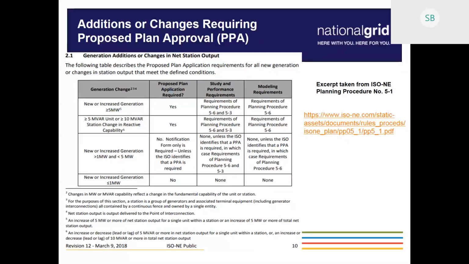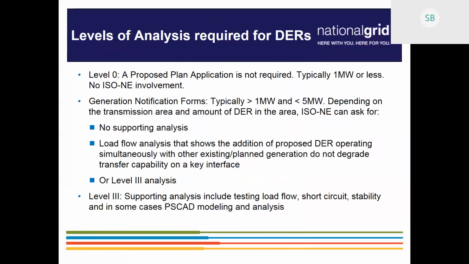For projects that are equal to 1 megawatt or less, ISO does not require a transmission study and does not require any modeling requirements. So for those projects, essentially there is no ISO involvement.